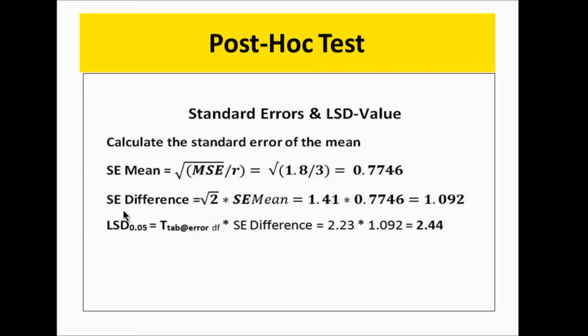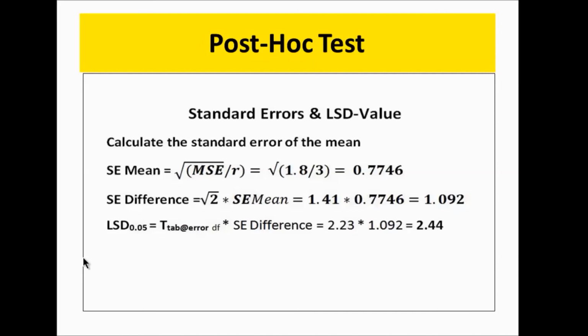And we continue by calculating the standard error of the difference, which is the square root of 2 multiplied by the standard error of the mean. So that is 1.41 multiplied by this number, and you will have 1.092.